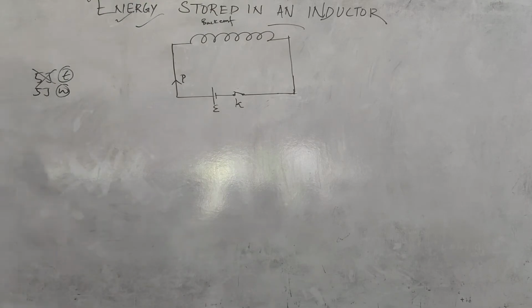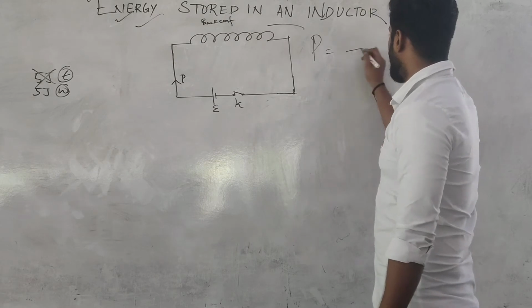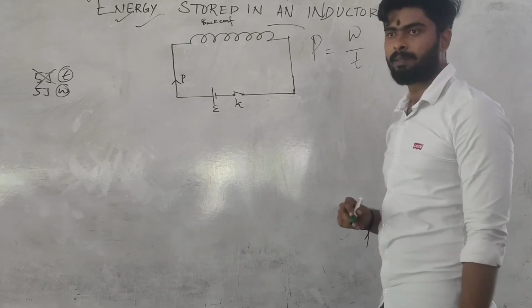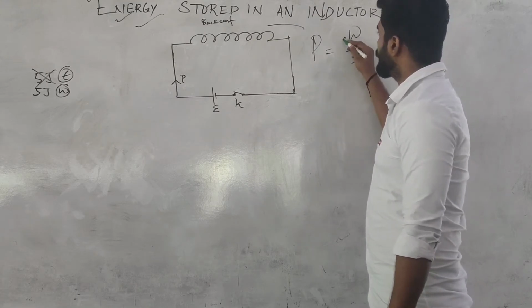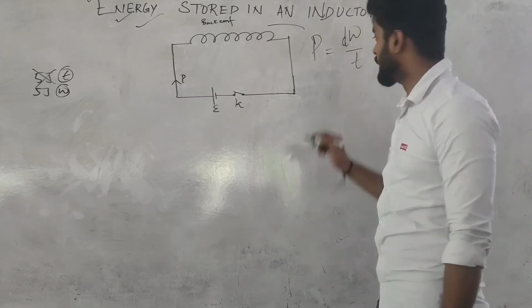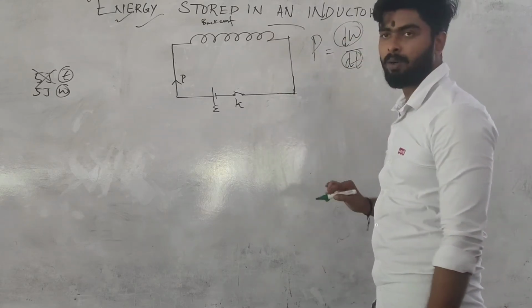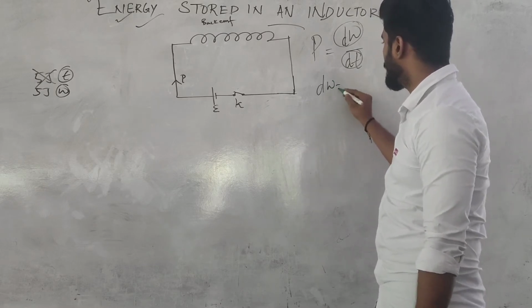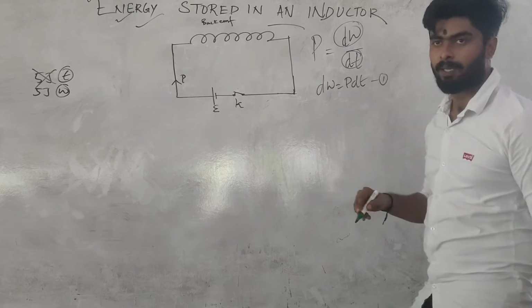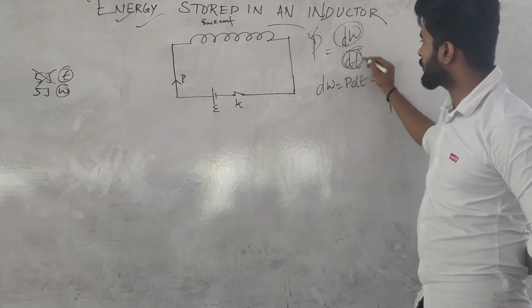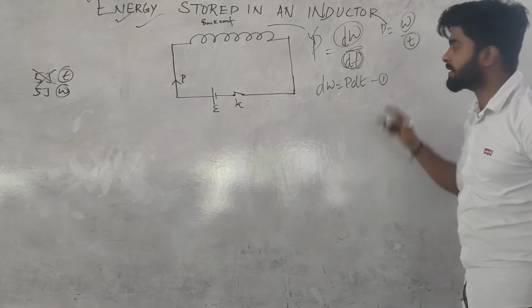For that, we know what power is. What is power? It is the rate of doing work, right? So if the inductor is doing a very small work in a very small time, what will be that small work? dW. It will be P dt. Am I right? Because power is defined as the rate of doing work. So P is W by t.